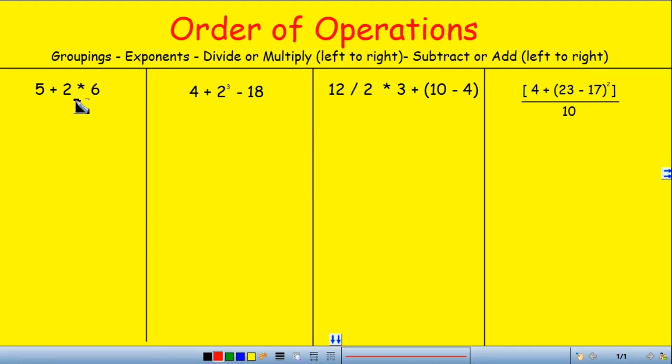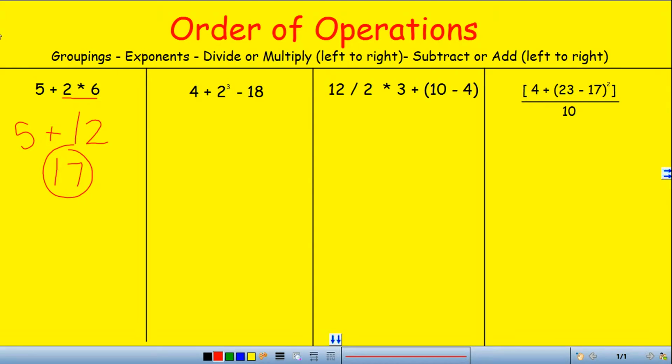Our first problem, 5 plus 2 times 6: multiplication comes before addition. So if I were to rewrite this, 2 times 6 is 12. I'm going to rewrite the problem as 5 plus 12, and that equals 17. And that is our answer.